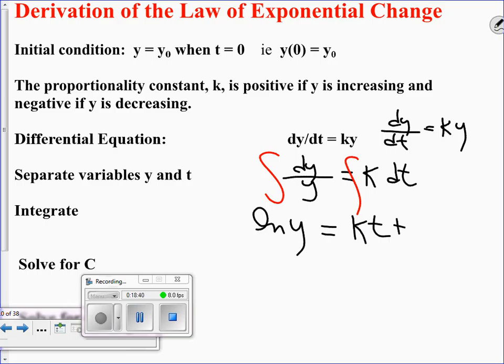Nice. Good. Now what? I don't like to solve for c with ln's until after I exponentiate. I don't know. Maybe it's me, but technically you could find it any time, but then it's a mess.